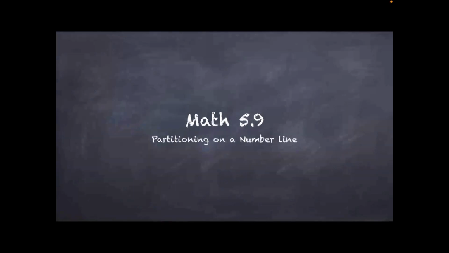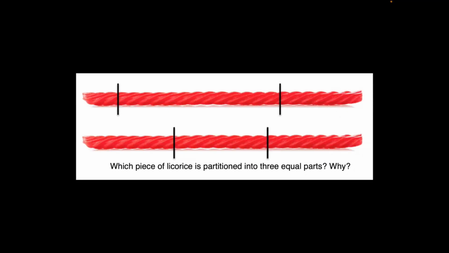All right, welcome to Math Lesson 5.9, in which we will be partitioning on a number line. If I were to look at these two pieces of Red Vines, which are the best licorice, don't let anybody tell you different, which piece of licorice is partitioned into 3 equal parts? And why? Go ahead and press pause and we'll be right back and we'll see if you did it correctly.